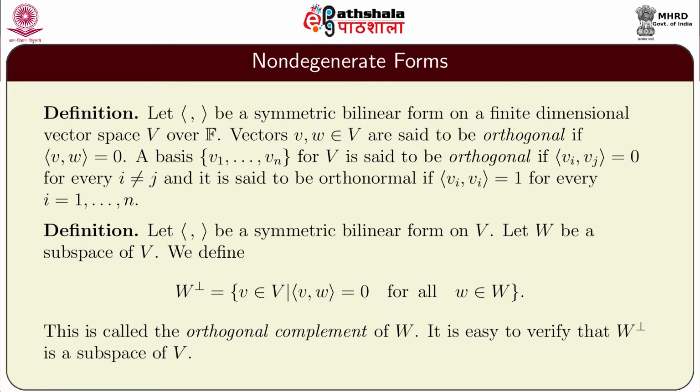Now a definition. Let us start with a symmetric bilinear form on a finite dimensional vector space V over F. Vectors v and w are said to be orthogonal if inner product v comma w is 0, and a basis consisting of the vectors v1, v2, ..., vn for V is said to be orthogonal if the inner product vi comma vj is 0 for every i not equal to j, and it is said to be orthonormal if inner product vi comma vi is 1 for every i equal to 1 to n.